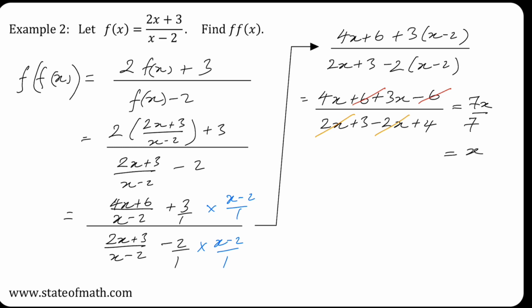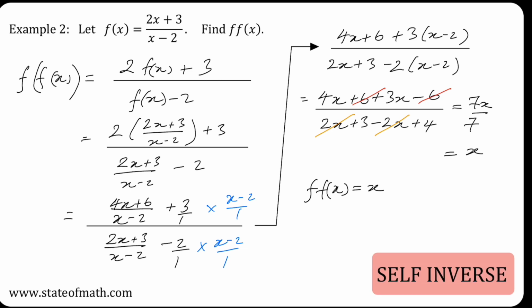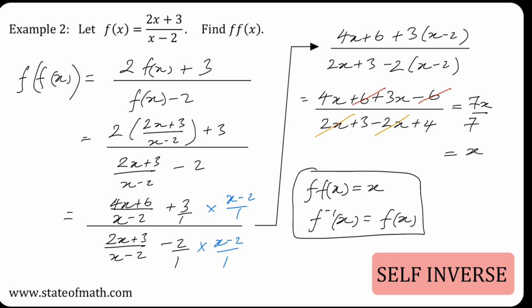And this is a very important result, because whenever you get f of f of x being equal to x, then the function f is called self-inverse. And whenever the function is a self-inverse, it means that the inverse function is equal to the original function. This is a very, very important result. Now, if you're wondering what an inverse function is and how to find one, then click on the top right of the screen to go to an older video where I explain about inverse functions.